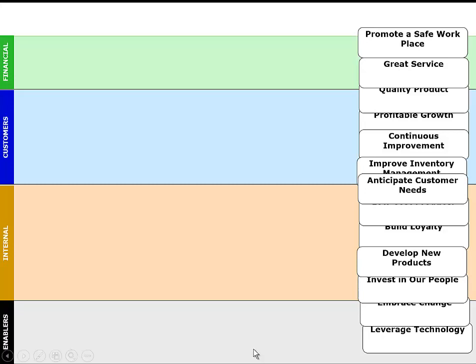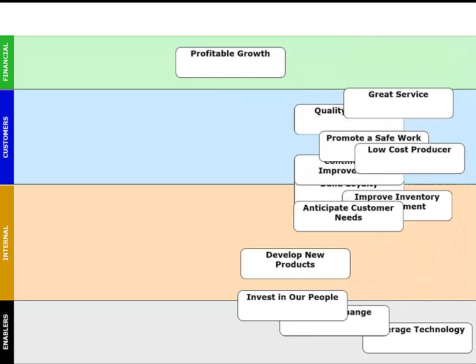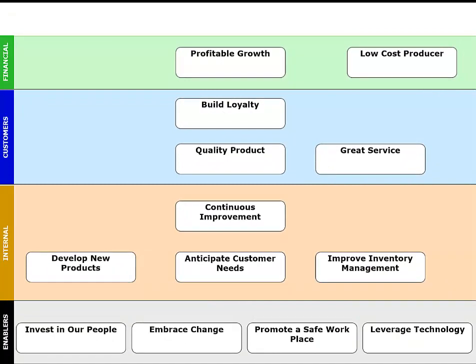In the public sector, it's the same framework, except we move the financial perspective down to the bottom, and instead of calling them customers, in your case, we'll call them stakeholders. So we should now be able to move those objectives into the right perspective. In this case, obviously profitable growth is a financial objective. Things like build loyalty, quality product, and great service are customer objectives, and so forth.